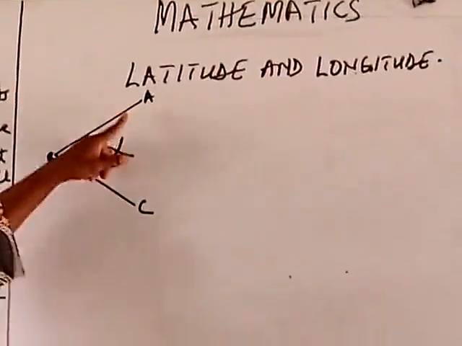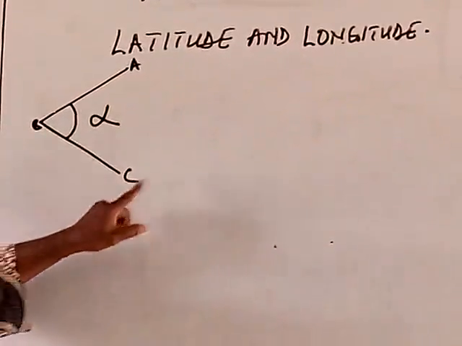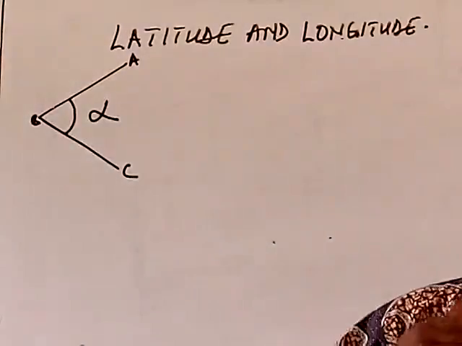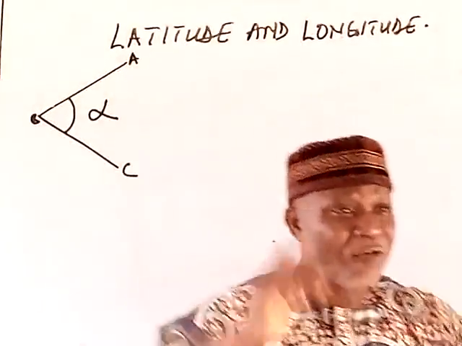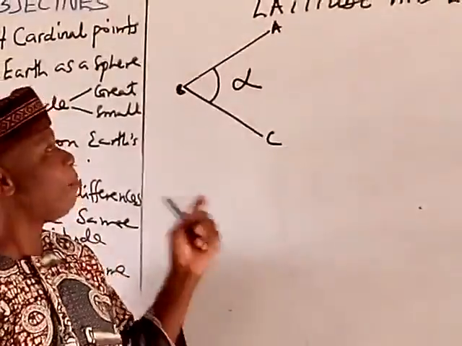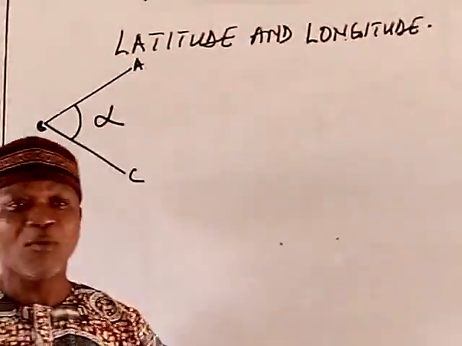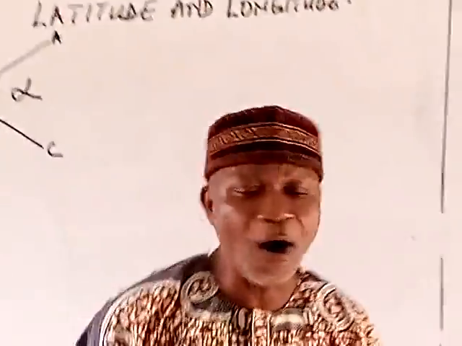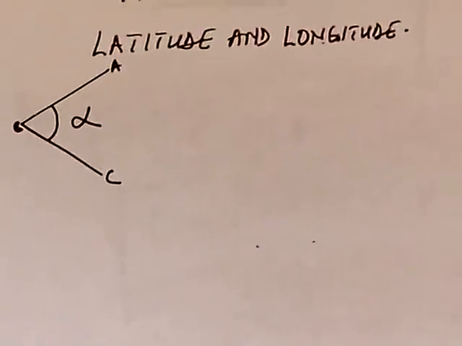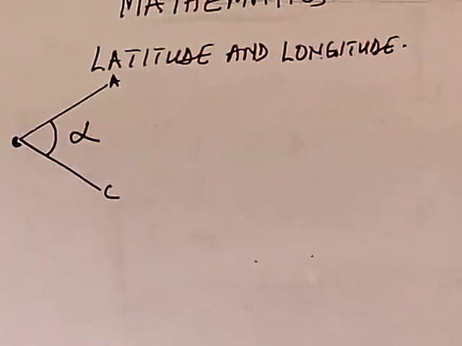So you have line AB and line BC. It simply means you must have two places on the earth surface before you can have an angular difference. The angular difference can be on the same latitude or on the same longitude.